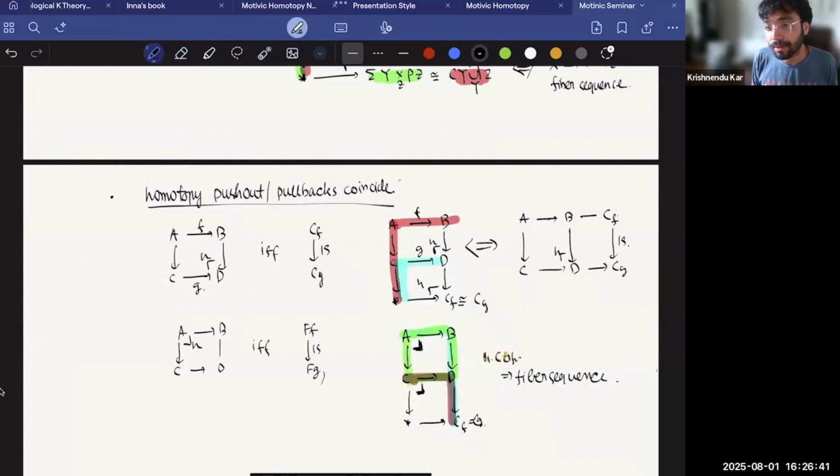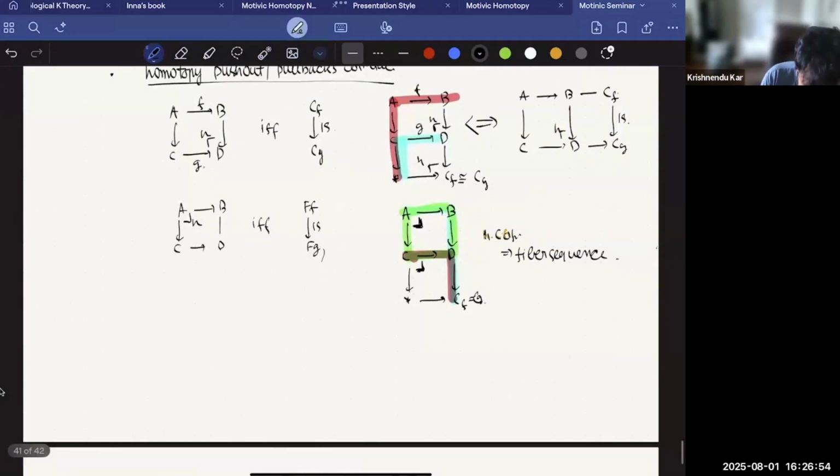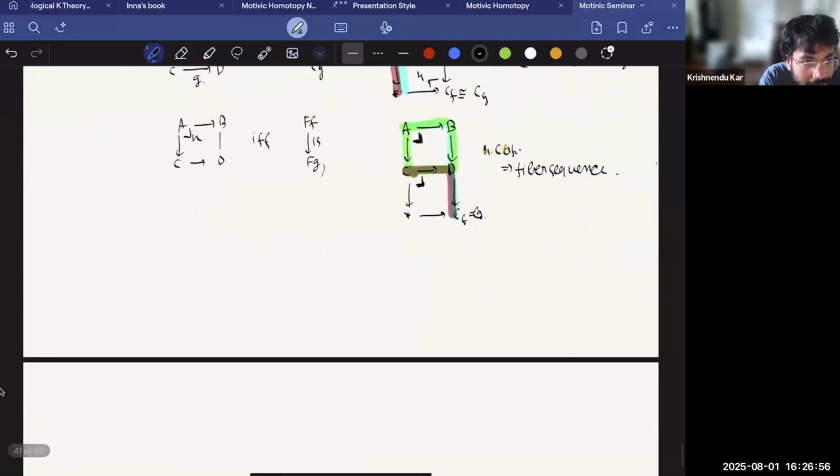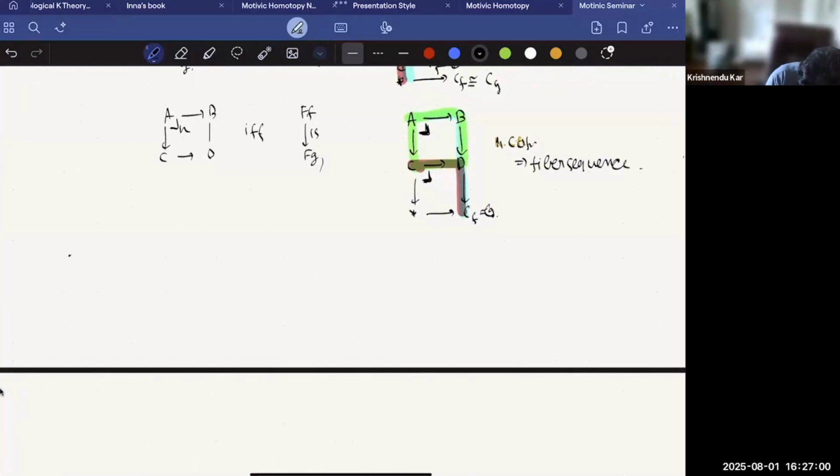In fact, you can collect all these features and call them a stable model category, where these features are retained. These are the signature features, and the next property of spectra is that spectra is additive, meaning that your coproduct and product coincide.